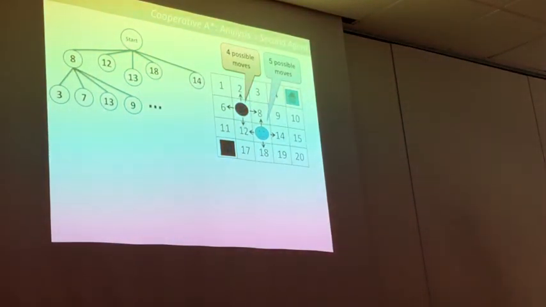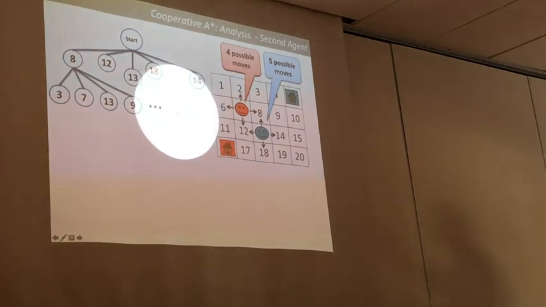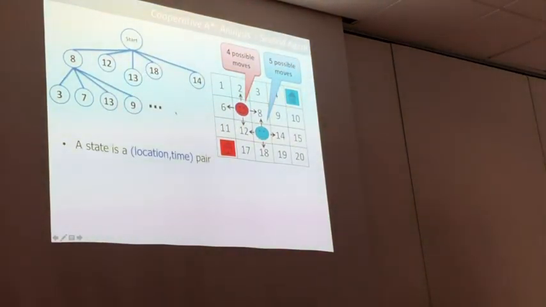Not huge, but let's look at the search problem and what is the state in this setting. So previously a state was the location of the agent. What is the state now? Location and the time step, right? Because we need to differentiate between being at 13 at time step x and at time step x plus 1. So the state is a location-time pair.